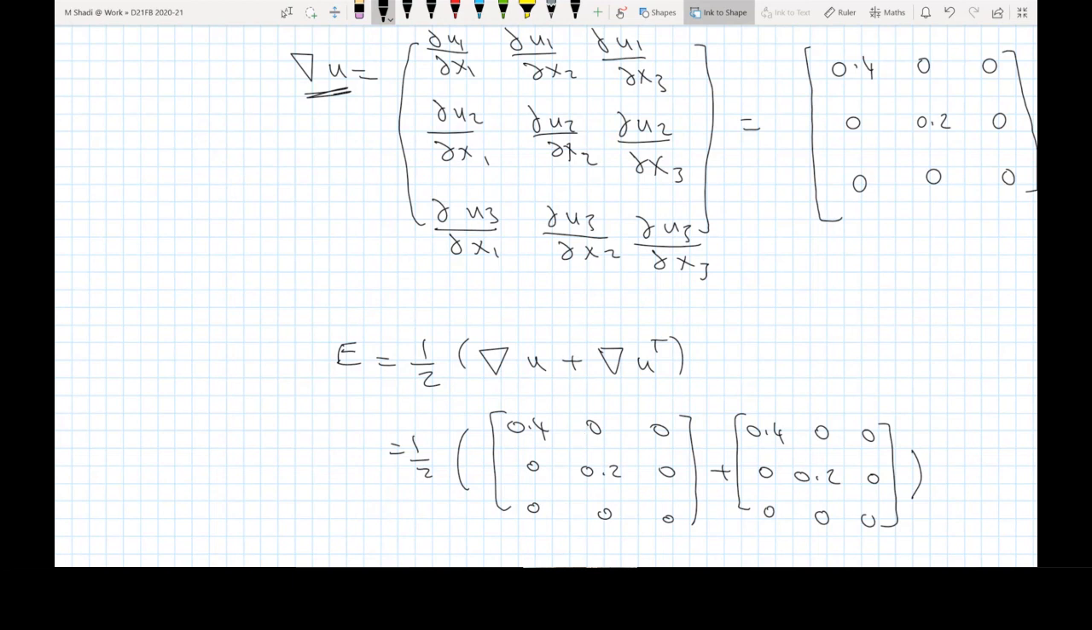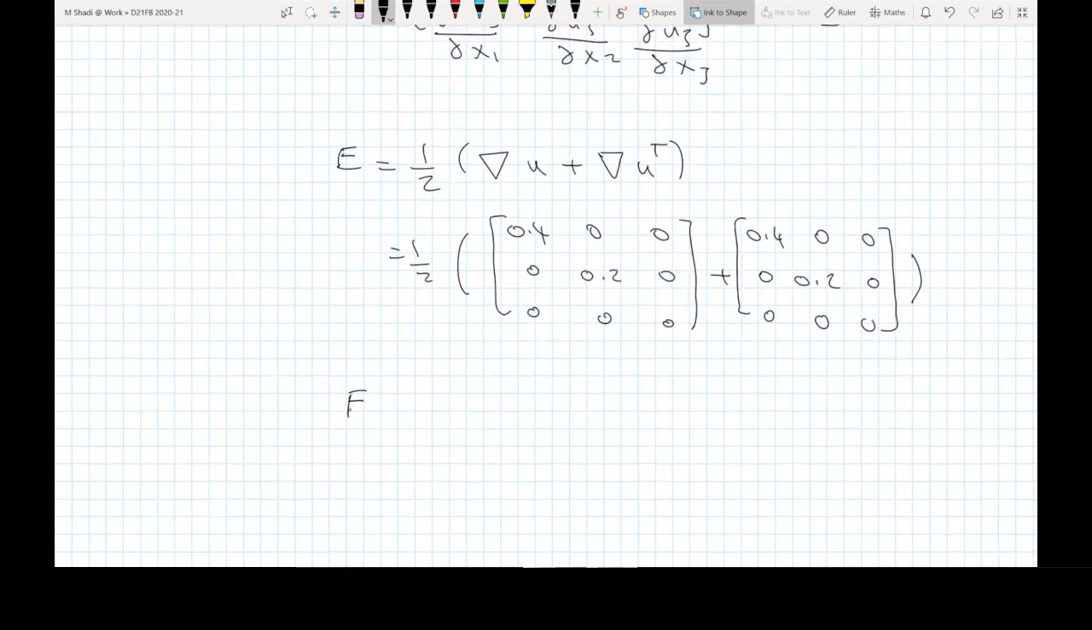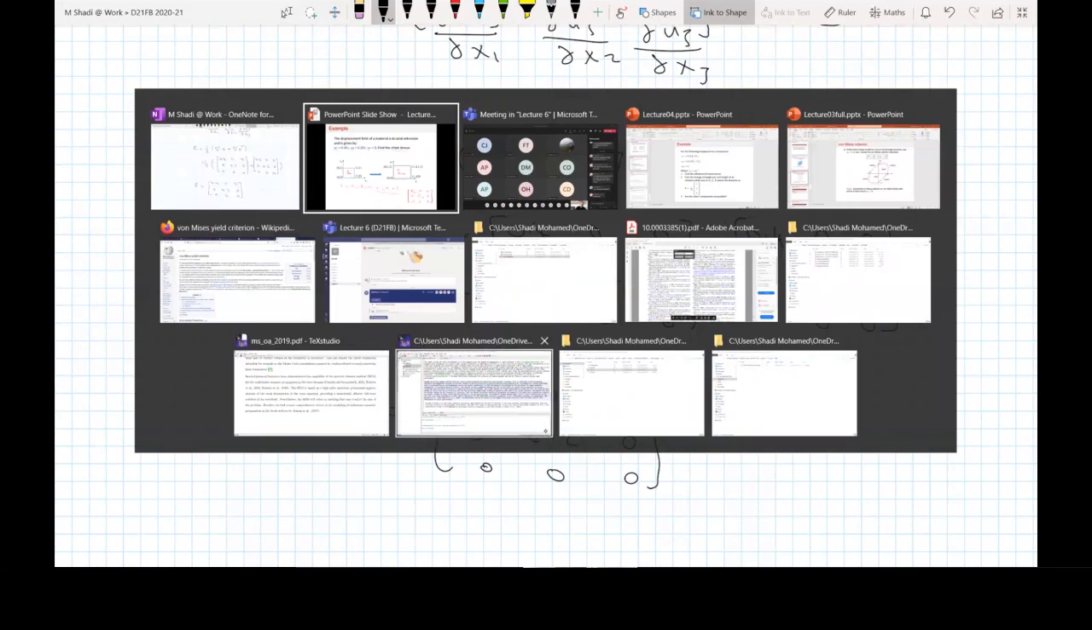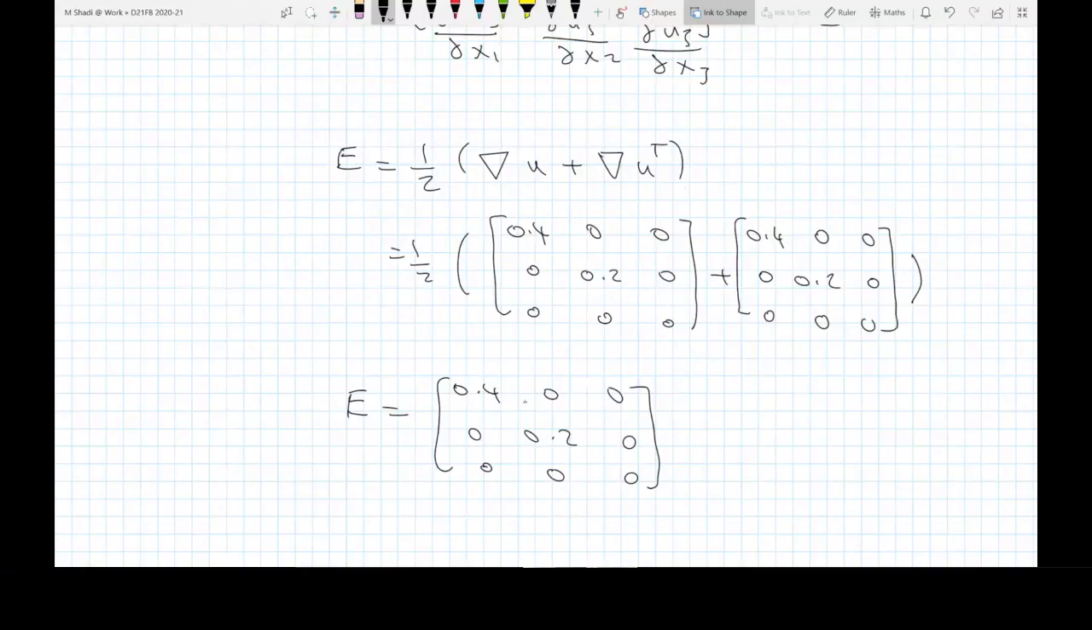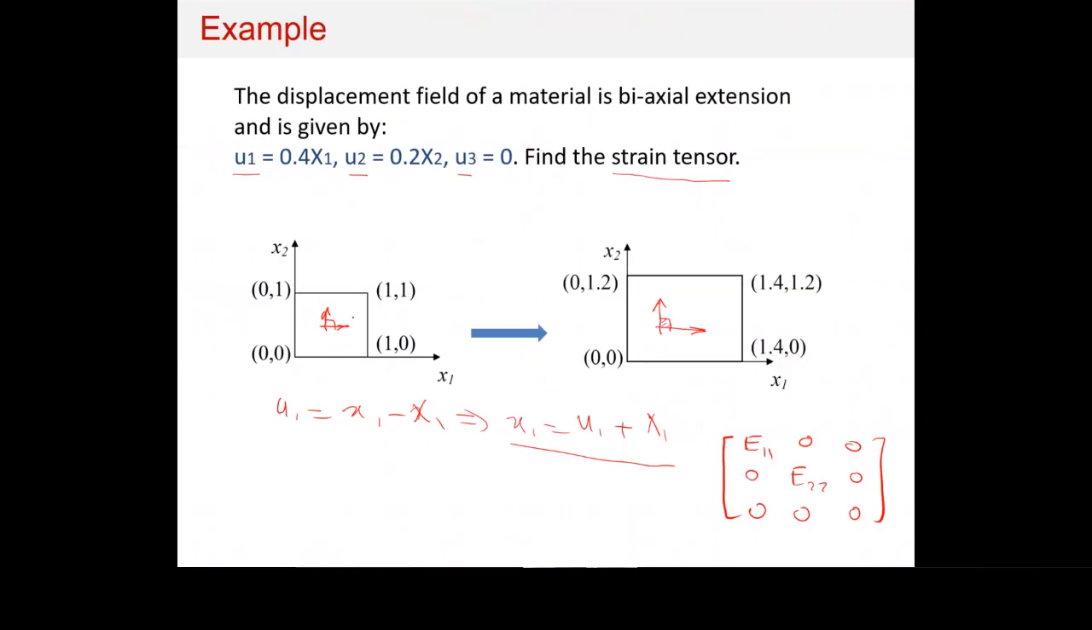And then the strain tensor is basically going to be 0.4, 0, 0; 0, 0.2, 0; 0, 0, 0. So this is the strain tensor. And it is what we expected originally, something similar. If we start from a vector in this direction and a vector in this direction, the length of this vector is 1 and the length of this vector is 1, then this one will stretch into 1.4 and this one will stretch into 1.2.